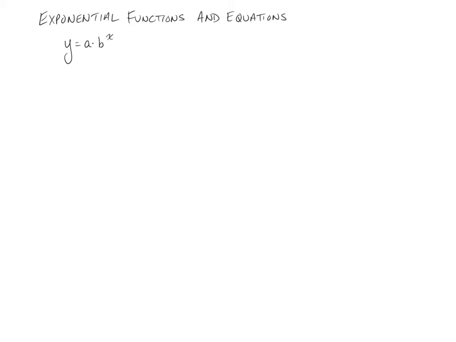Okay, we're going to talk about exponential functions and equations. Any function that can be written as y equals a times b to the x, where a and b are just constants. A couple of restrictions on these things: b will be positive and not equal to 1. So b could be a decimal like 0.3, it could be 1.7, but it's not going to be 1, because it's not going to grow or decay if you keep multiplying 1 by itself.